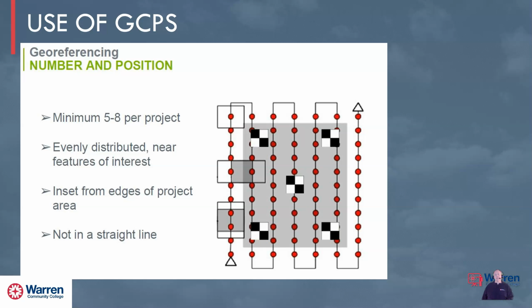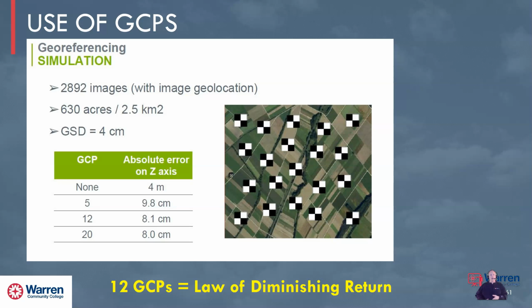So when we're using GCPs, there's a lot of argument here. This is from PIX4D. They're going to say a minimum of 5 to 8 per project, evenly distributed throughout what you're trying to capture. So you can see there they put 5 down and they put it nice and even. So if you are going to use these, then you want to use 5 to 8.